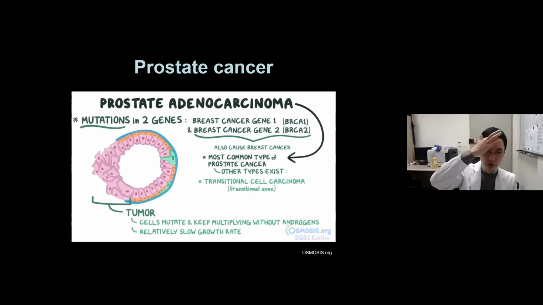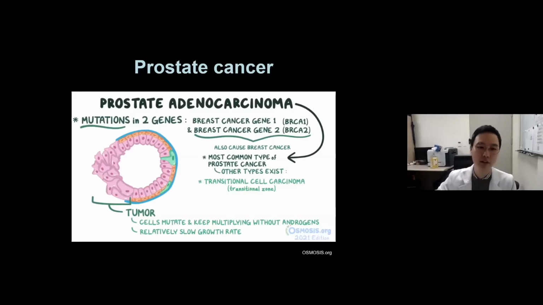The prostate cancer, the adenocarcinoma, actually is the most common type of prostate cancer, although there are other types like transitional cell carcinoma, and also neuroendocrine tumors can arise from the prostate. And for the prostate adenocarcinoma, there are two important mutations, which are BRCA1 and BRCA2. And they have been associated with more aggressive disease and poor clinical outcome. And also these prostate cancers usually show a relatively slow growth rate.